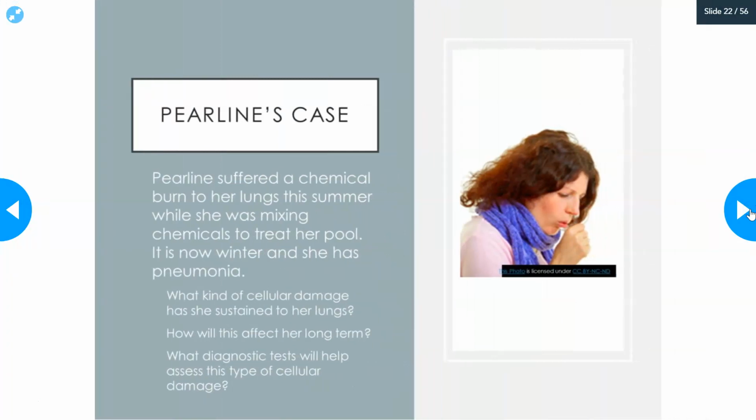All right, moving to Perline's case. Perline suffered a chemical burn to her lungs this summer while she was mixing chemicals to treat her pool. She mixed bleach and ammonia, two different chemicals that weren't supposed to be mixed. It is now wintertime, so this is later. So this happened in the summer. It's now wintertime and she has pneumonia. So what kind of cellular damage has she sustained in her lungs initially? How will this affect her long term? And what diagnostic tests can help assess this type of cellular damage?